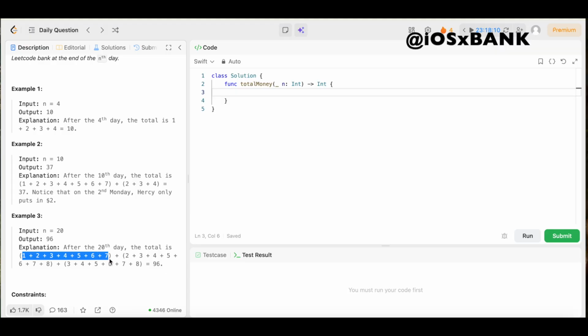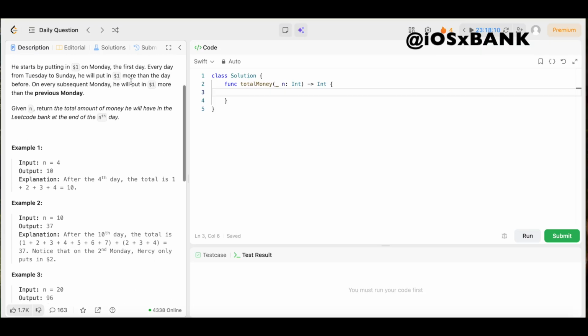This represents the first week. Boom, start on Monday, then add another dollar each day that goes on during the week. Boom, now we're looking at the second week. So the second week, we're going to start at $2 on Monday because we started at $1 the previous Monday. And once again, we will put one more dollar on every subsequent Monday.